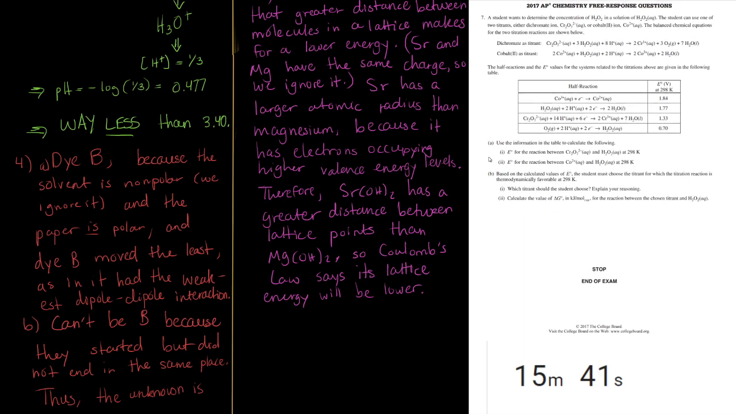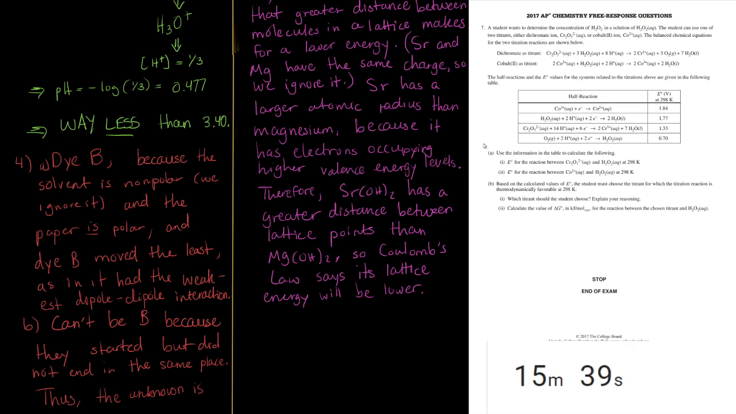Final question. Exciting times, right? Okay. A student wants to determine the concentration of hydrogen peroxide in a solution of hydrogen peroxide. The student can use one of two titrants, either dichromate ion or cobalt 2+ ion. The balanced chemical equations for the two titration reactions are shown below.